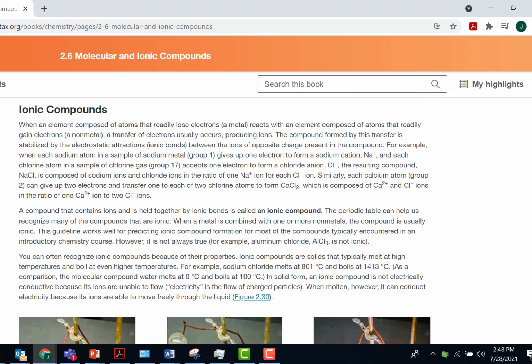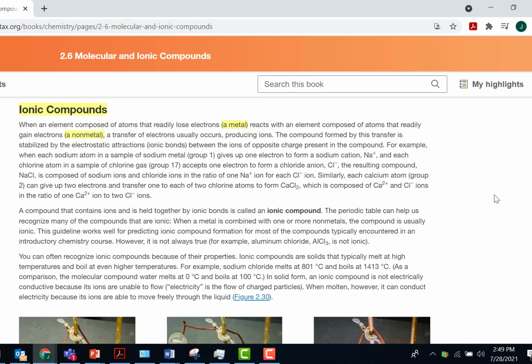So let's talk a little bit about ionic compounds. In an ionic compound, again, we have a metal and a nonmetal. I'm going to go ahead and highlight those just to help us remember that is what we really need in an ionic compound: a metal and a nonmetal together. So we're gaining electrons with the nonmetal, losing electrons with the metal to balance the charge.